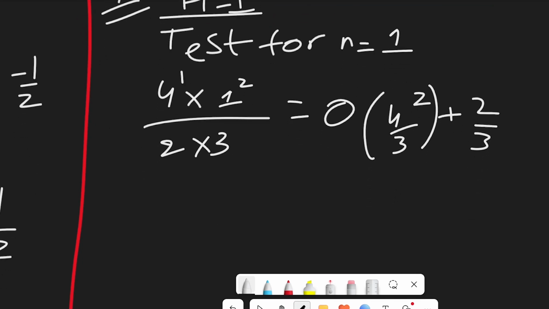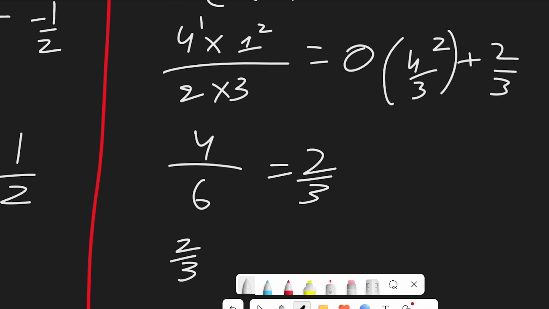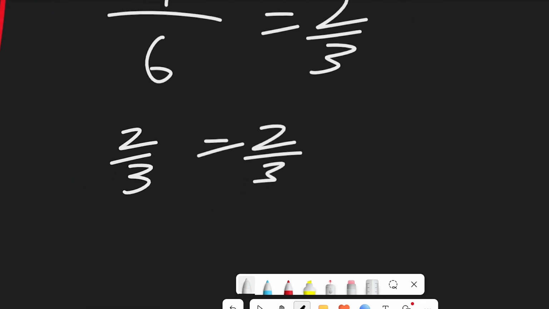Okay, what do we get? 4 times 1, 4 over 6 is equal to 2 over 3. That means 2 over 3 equals 2 over 3. Perfect. So it is true for n equals 1.